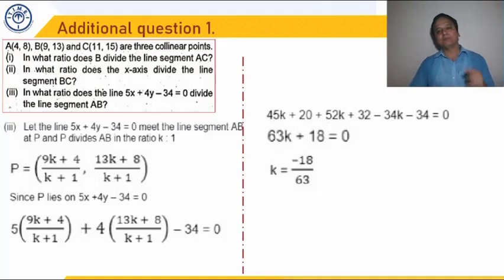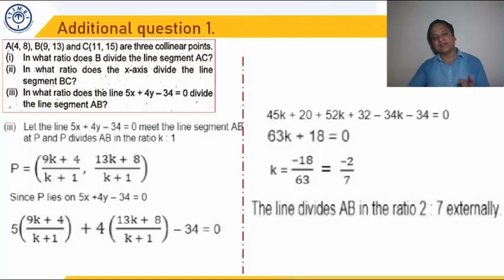So k equals minus 18 by 63. You can cancel out by 9. It comes out to be minus 2 by 7. Now the minus sign is showing the line divides AB in the ratio 2 is to 7 externally. This line divides the join of A and B in the ratio 2 is to 7 externally.